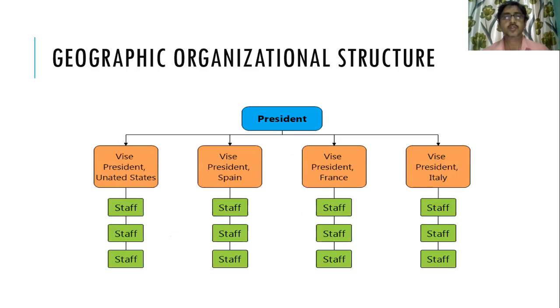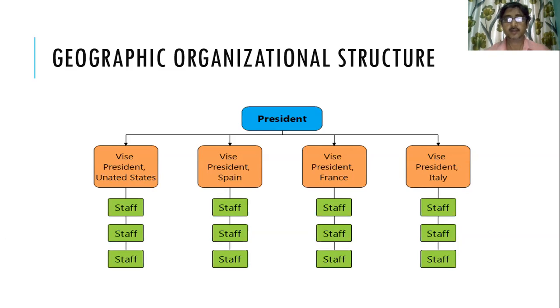This is another one, the geographic organizational structure. There can be the president of an organization if the company is having multinational presence. So you can see Vice President United States, Vice President Spain, Vice President France, and Vice President Italy. So in 4 different locations, they are the country heads, they are the vice presidents, and definitely under their supervision there are multiple staffs. The other administrative and managerial distributions are possible.